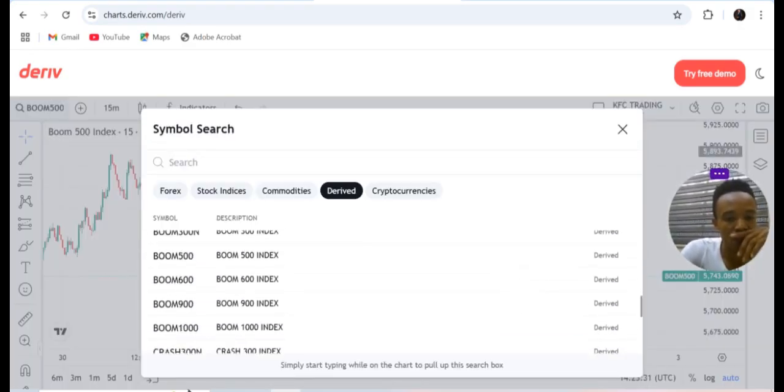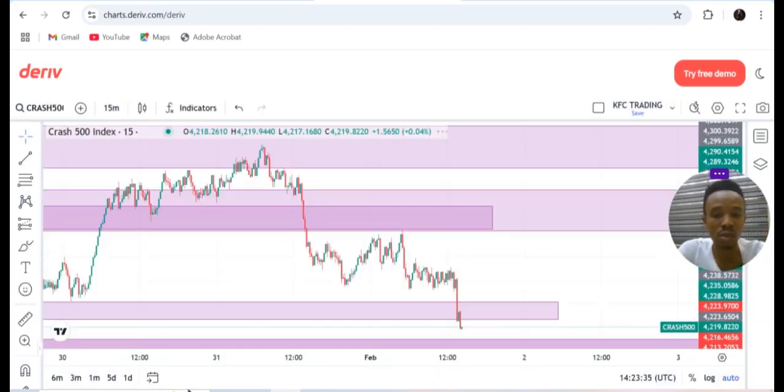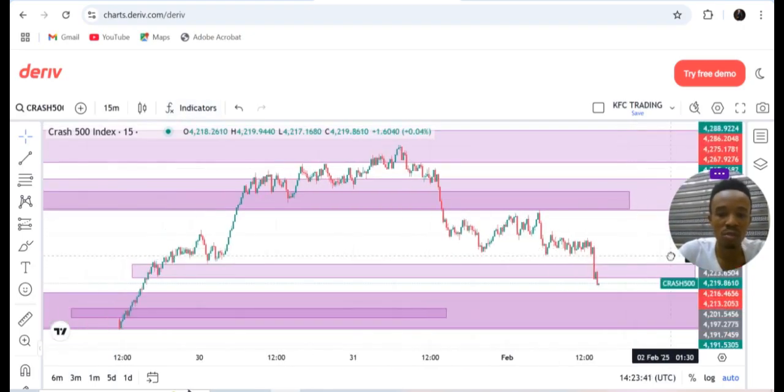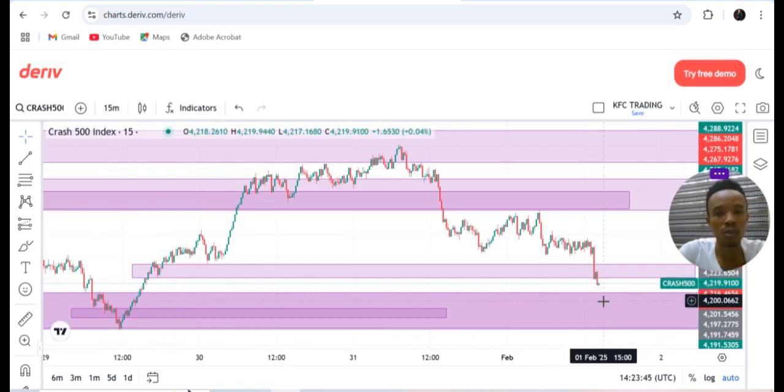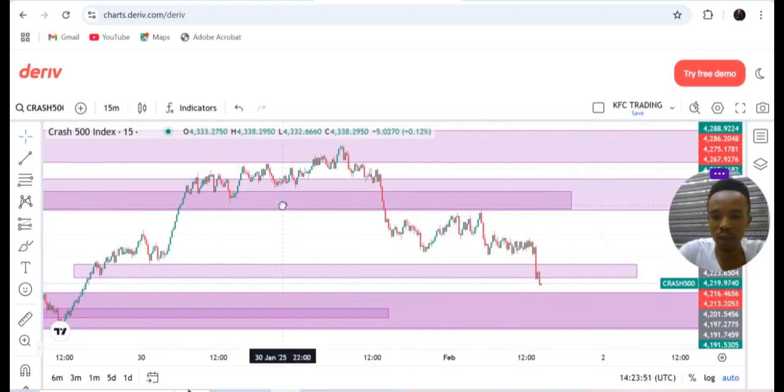And same also goes to Crash 500. Crash 500 has been bullish, and I was waiting for the bearish confirmation, but as you can see, it's already moved, okay, and it's almost in our zone. So once it gets in our zone, of course I don't buy crash because it spikes down, so I don't want to be against the spike. That's part of my rules. So I'm just going to wait for it to retrace bullish before I find entry.